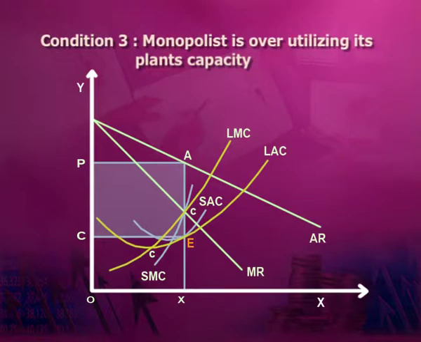Third, the monopolist is operating above its optimum size and is overutilizing its plant's capacity. Here SAC is tangent to LAC on the right of the minimum point of the LAC curve, and the equilibrium level of output E is to the right of the minimum point of the SAC curve.